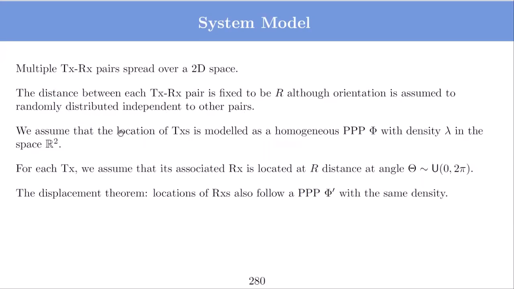We assume that the location of transmitters is modeled as a homogeneous Poisson point process with density lambda. For each transmitter, we assume the associated receiver is located at distance r, at an angle uniformly distributed between 0 and 2 pi. From the displacement theorem, we know that the location of receivers is also a Poisson point process with the same density, because all the points are displaced to a location at distance r away. So they follow a Poisson point process.